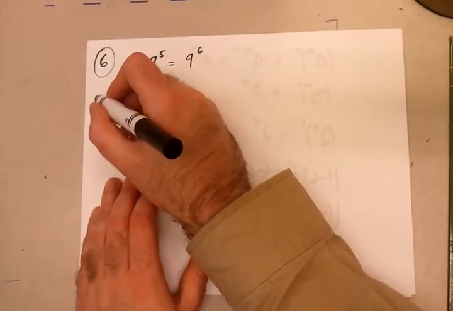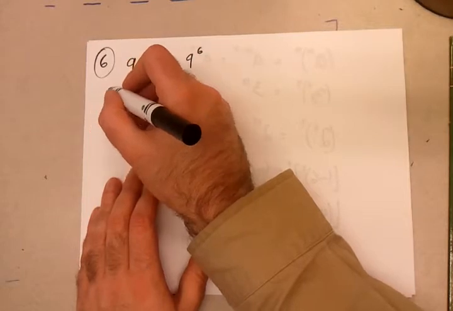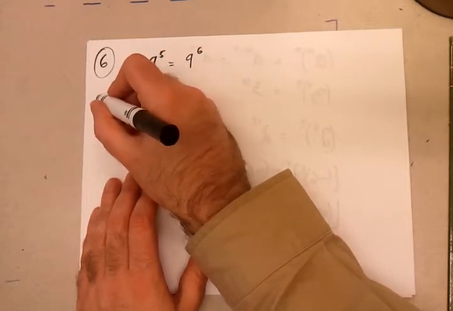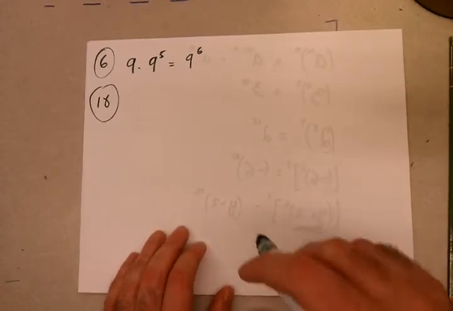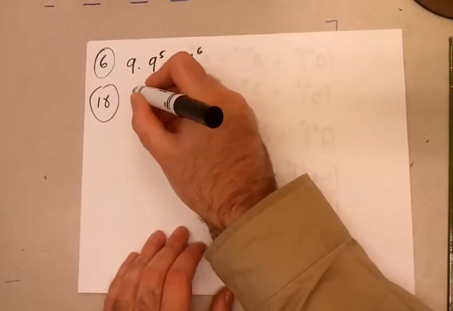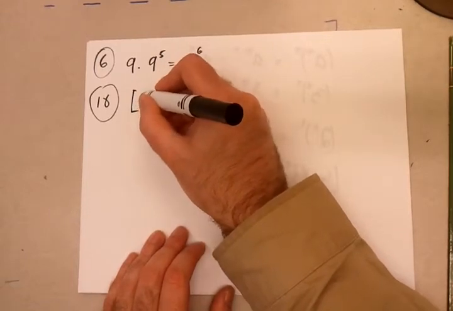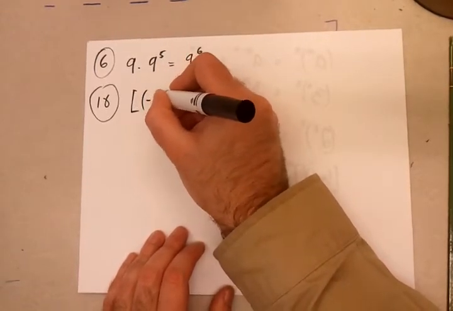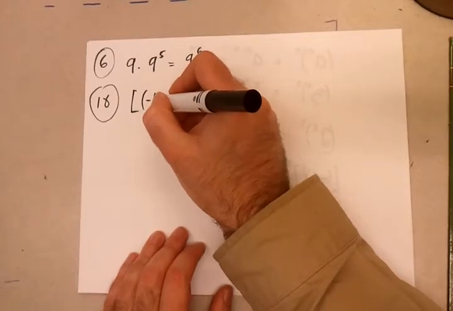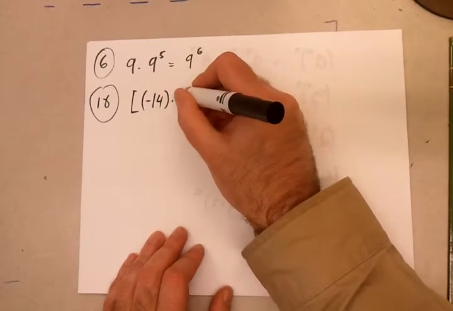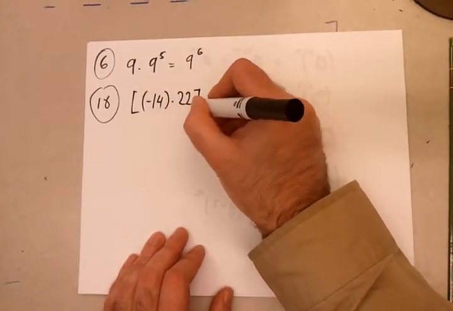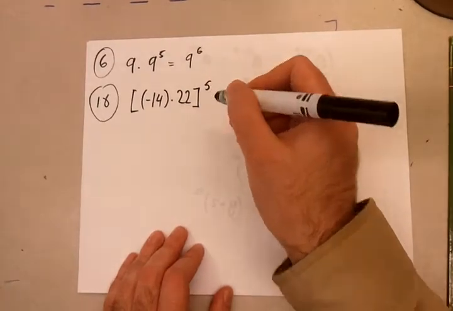Next, I'm going to work out problem number 18. Number 18, you have this particular problem here. Parenthesis, inside the parenthesis, another parenthesis with negative 14 times 22, all to the 5th power.